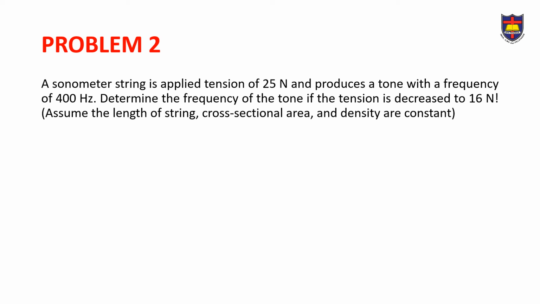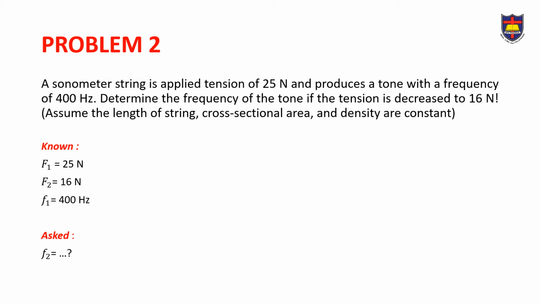Alright, now problem 2. A sonometer string is applied a tension of 25 newtons and produces a tone with a frequency of 400 Hz. Determine the frequency of the tone if the tension is decreased to 16 newtons. Assume the length of the string, cross-sectional area, and density are constant. Alright, from this question, we can write 25 newtons is denoted by F1, and 16 is F2, okay? So the frequency 1 is 400 Hz. So the question is, what is the frequency if the tension is decreased to 16?